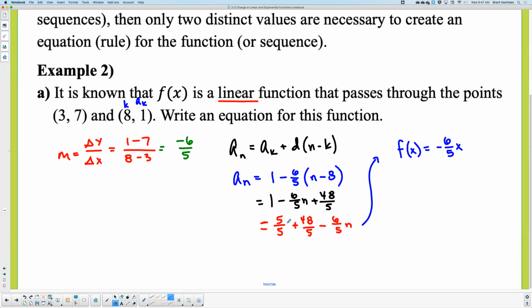And then what's 5 plus 48? Plus 53/5. You could write it that way. Or do I have a common denominator? Yes. If you preferred, you could write it as 1 fraction with 5 doing the dividing. Negative 6x plus 53. Whichever one you think looks better. I kind of like the lower, but whichever way you want it.